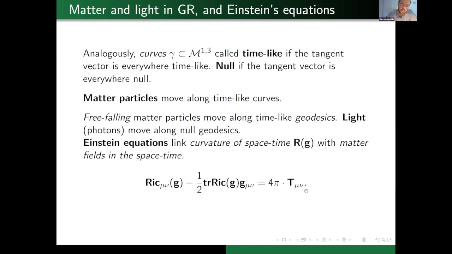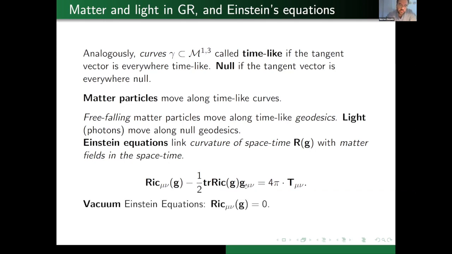Okay. So John Wheeler has a very memorable phrase about this equation, which says the space-time metric tells matter how to move, and the matter tells the space-time metric how to curve. Okay, so that's the Einstein equations.